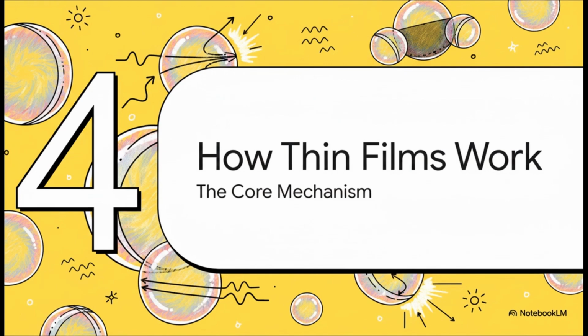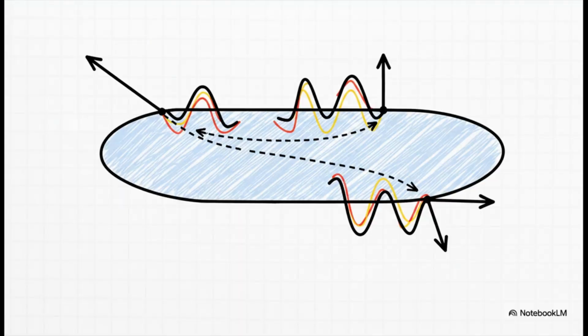All right, now we can finally put it all together and go back to our soap bubble. How does that thin little film of soap and water create all those colors? Let's get into the core mechanism. This whole thing pretty much boils down to two key events. When a light wave hits the bubble, some of it bounces right off the top surface, but the rest of the light goes through the film, bounces off the bottom surface, and then comes back out.